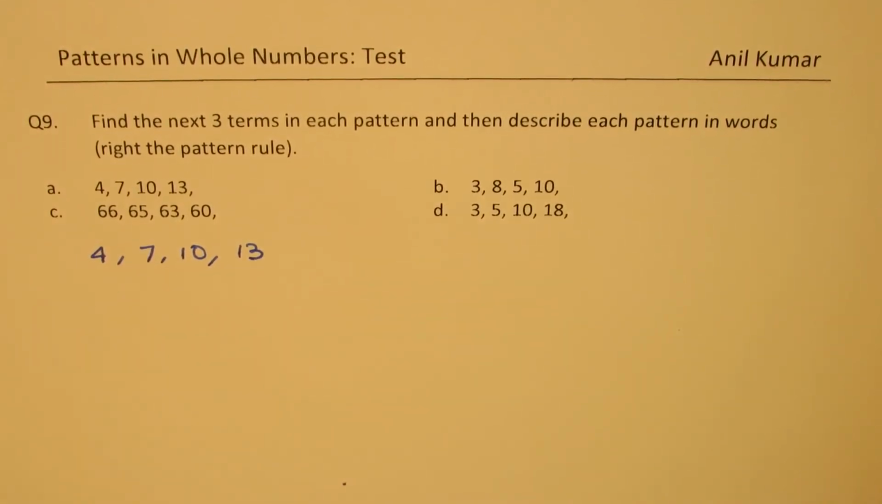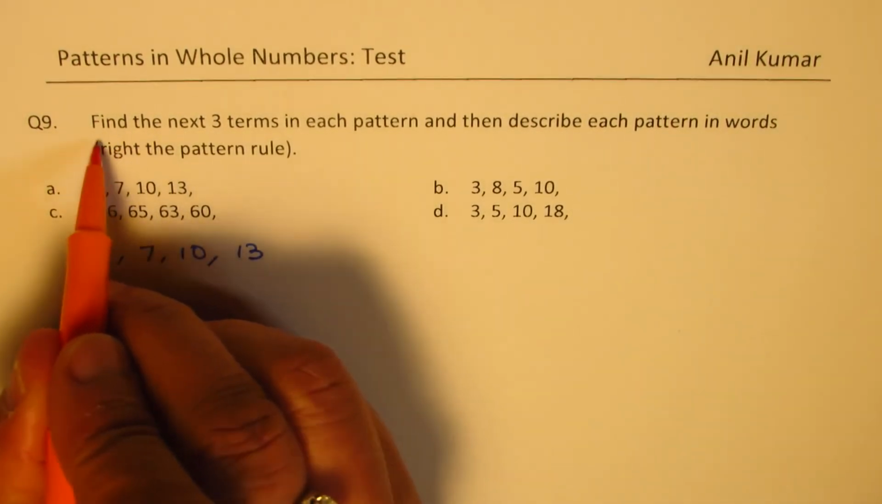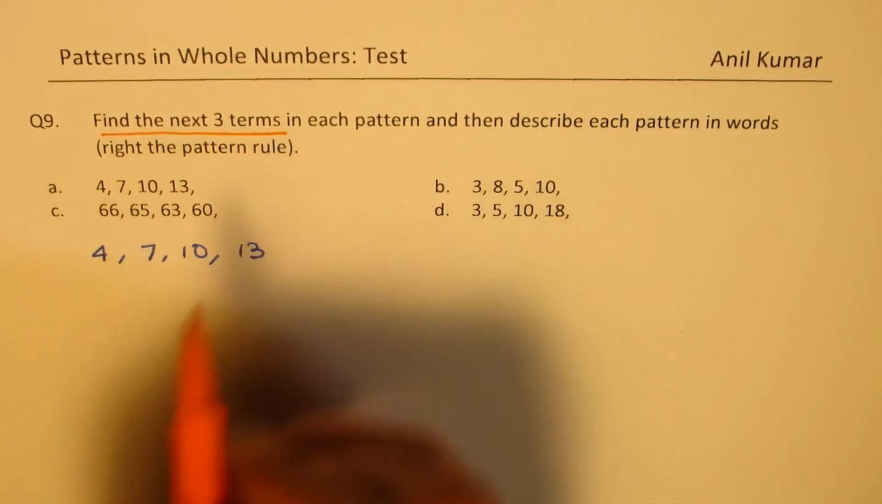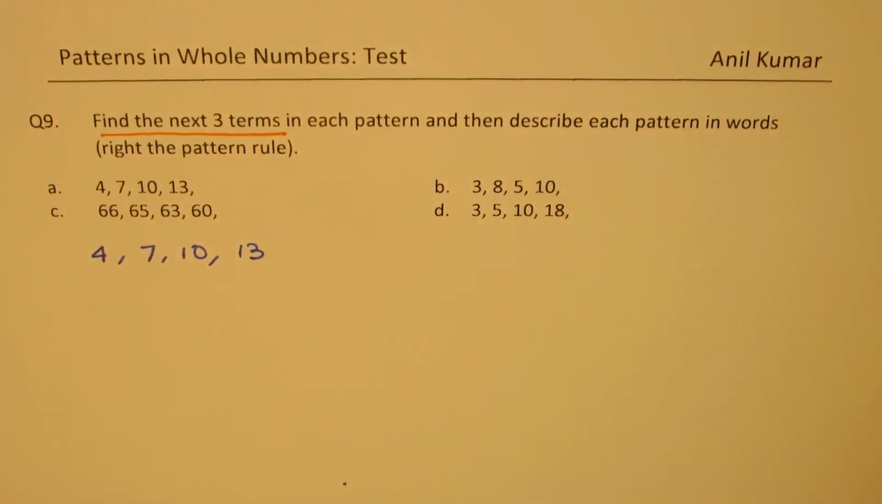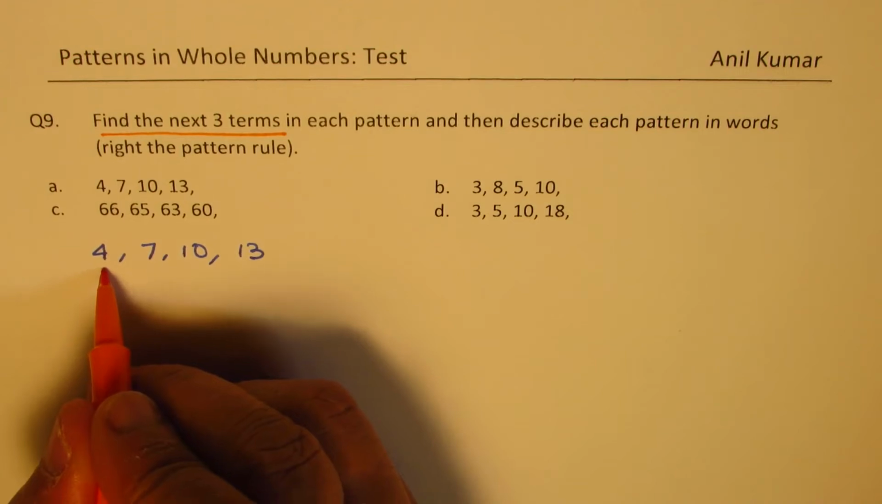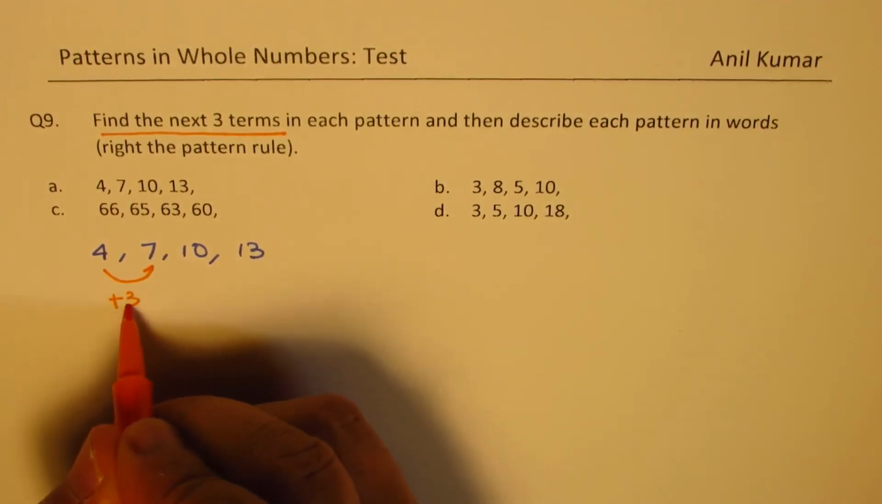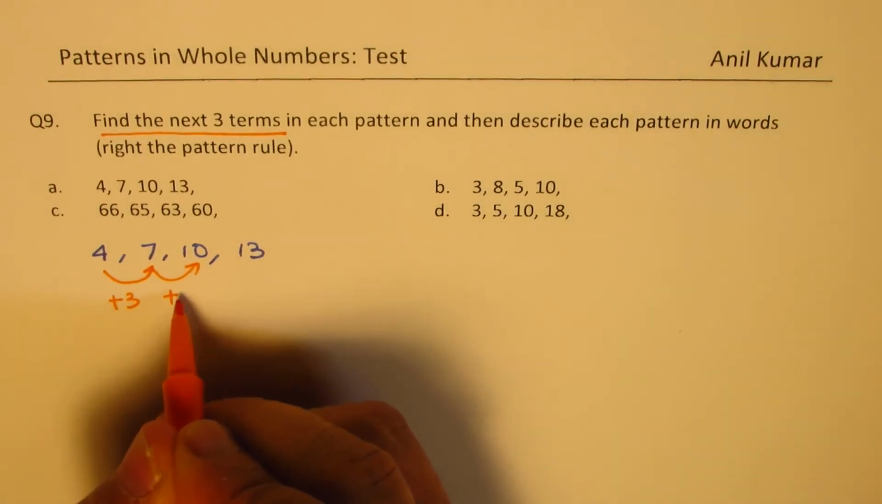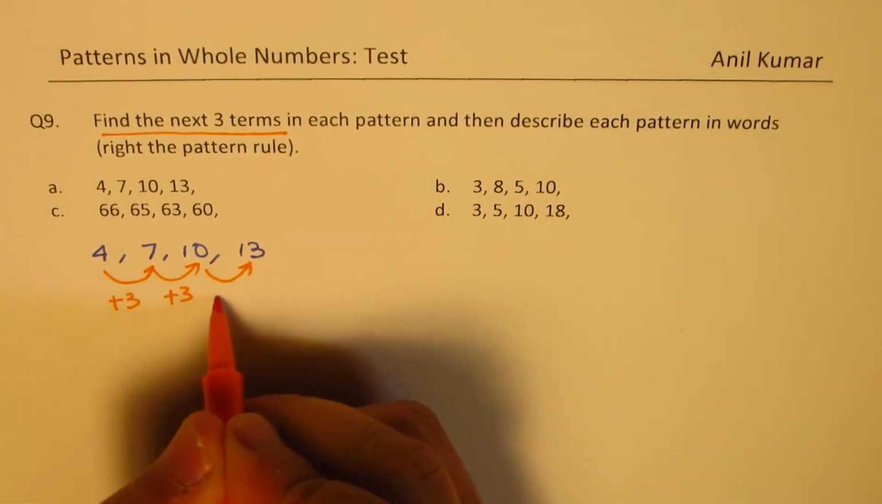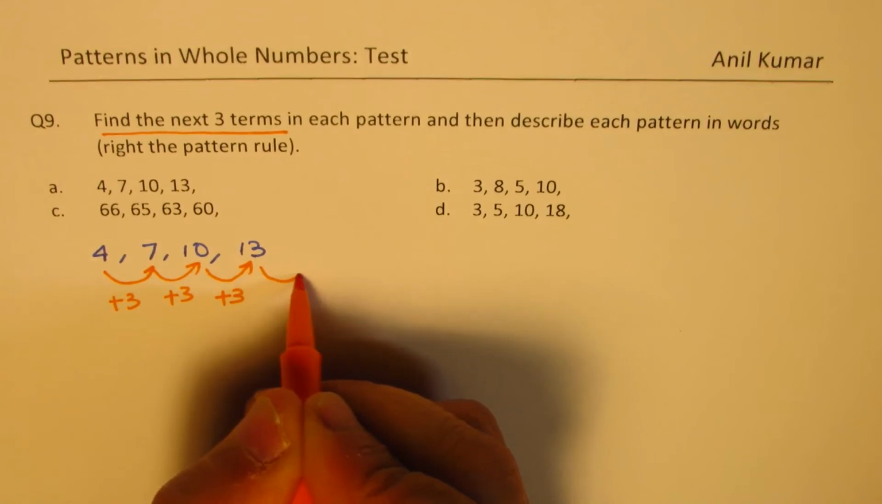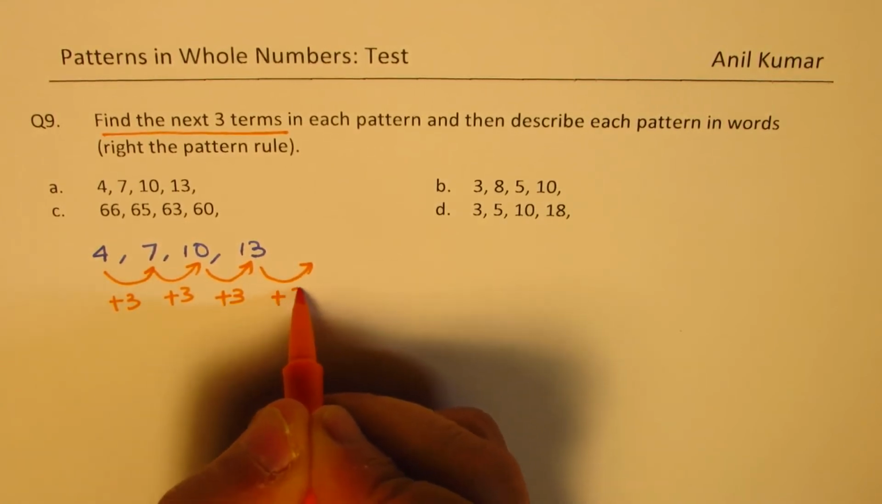Now to find the pattern and write the next 3 terms, which is the first part of it. It says find the next three terms, right? So what we should do? We should see how it is growing. It is definitely growing. So from 4 to 7, we are adding 3, and then again we are adding 3, and this process is repeated. So every time we are adding 3 to get the next number.